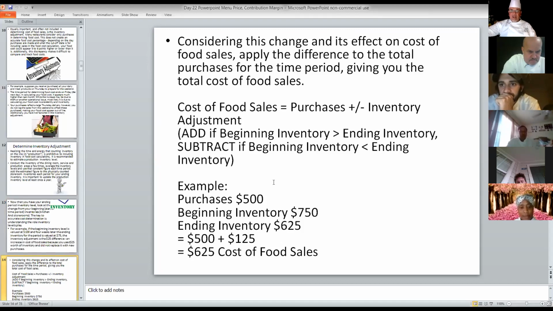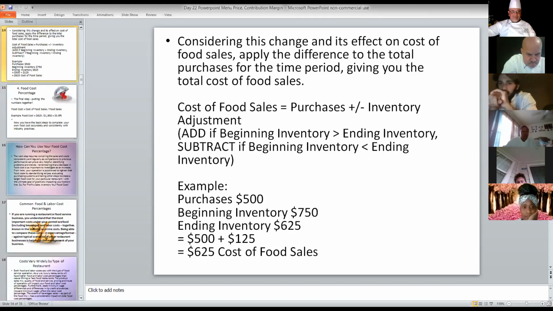This is simple math, and you have it on your sheet. It's already done for you. It's already built, okay? All of this is already in there. That's the beauty. So it says purchases 500, beginning inventory 750. So the 250 was what was left at the end of the month that you added to? Correct. Okay.